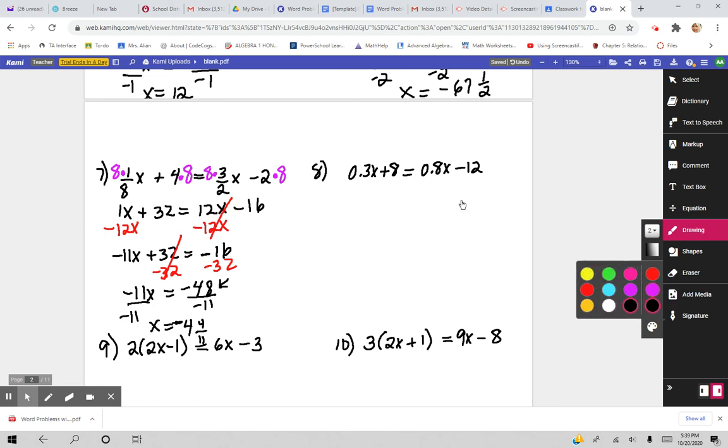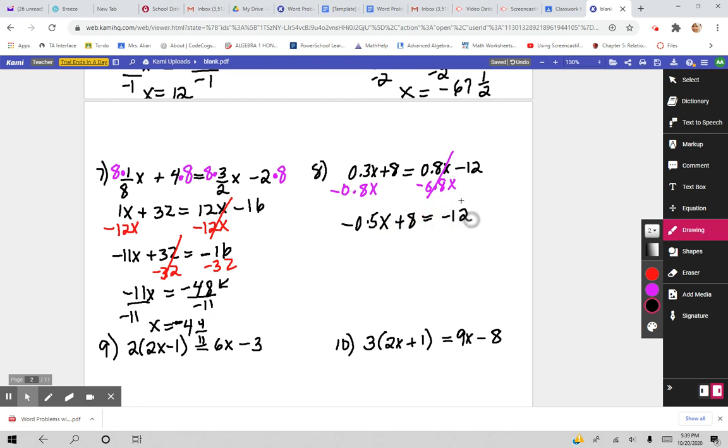Okay, so the next one, we have decimals. Okay, the next one includes decimals. Okay, nothing really changes. We're following the same steps. We need to get all of our x's on the same side. So I'm going to subtract 0.8x from both sides. This is gone from here now. Okay, so you have negative 0.8 plus 0.3x. That's going to be negative 0.5x plus 8 equals negative 12.